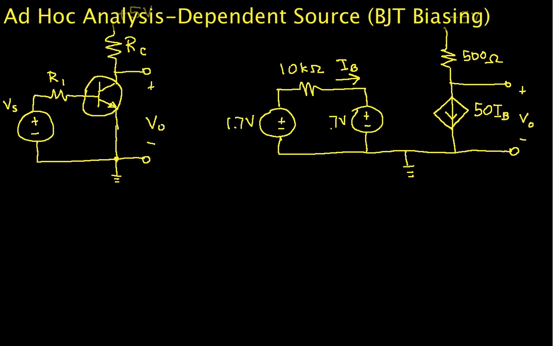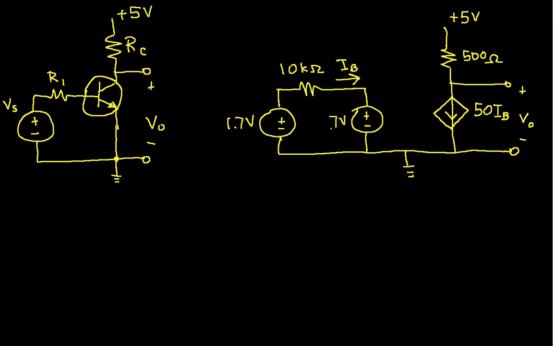Welcome to this video on ad hoc circuit analysis. In this video we're going to show ad hoc circuit analysis on a problem where we have a dependent source, and this particular problem is biasing of a bipolar junction transistor. So on the screen I've drawn two circuits. One is a circuit that shows a transistor, and the other is the circuit that you use to compute biasing for this transistor. Now, if you're interested in just the circuit analysis, you can skip the next minute or two, but if you'd like to know why this is a problem that's somewhat useful, let me explain.